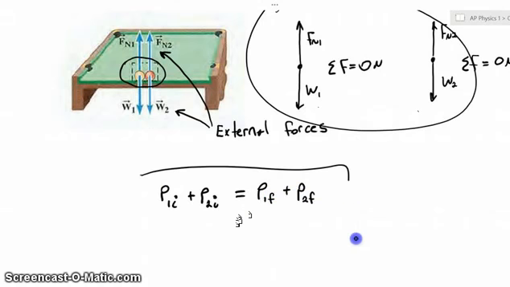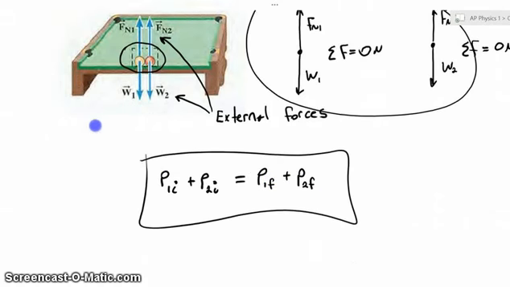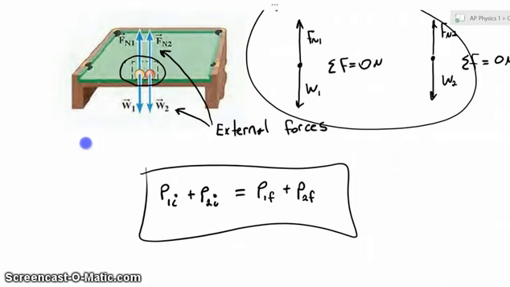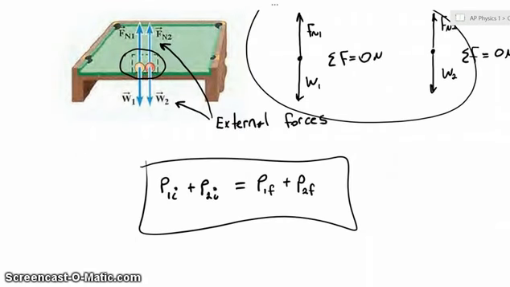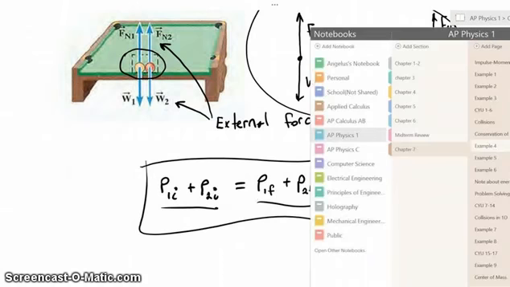And this is an important point. The individual momenta of the ball before and after, maybe the first or the second ball, can change. But the total momentum of the system in a situation like this is conserved. Let's go on to a different example.